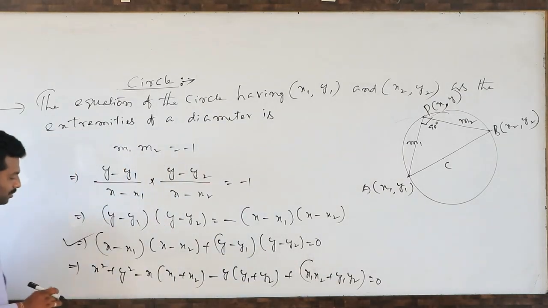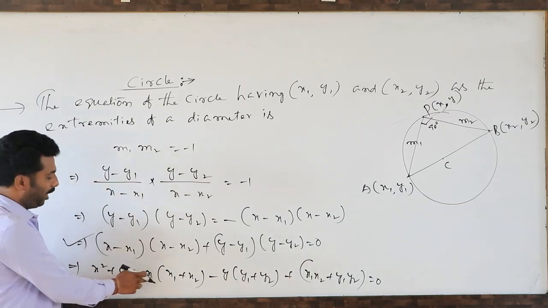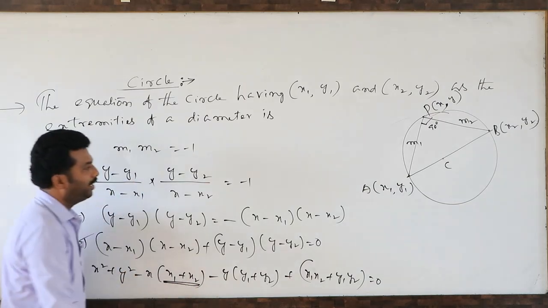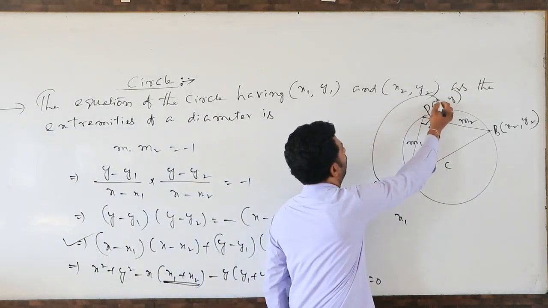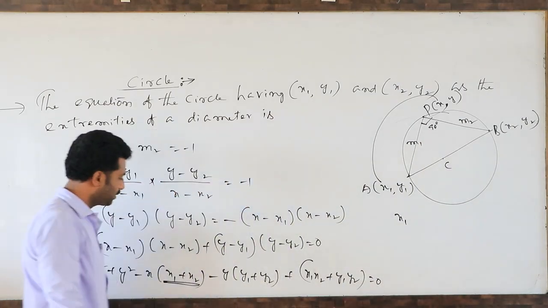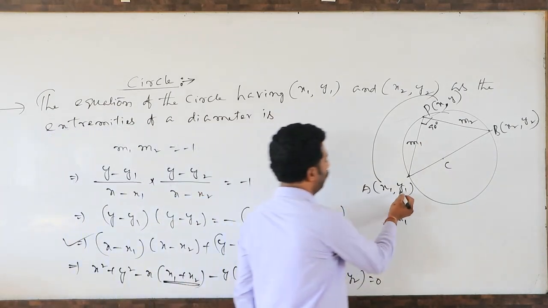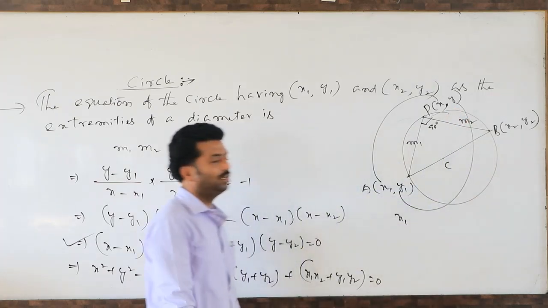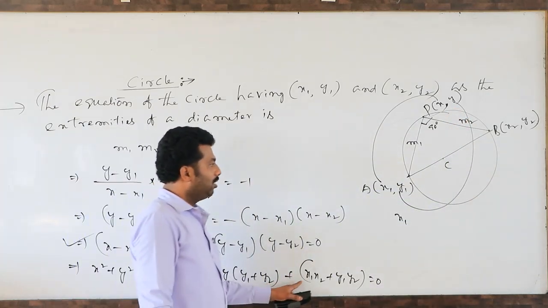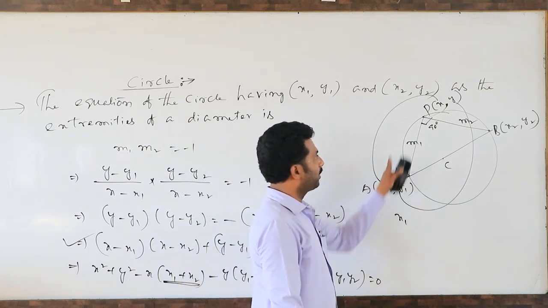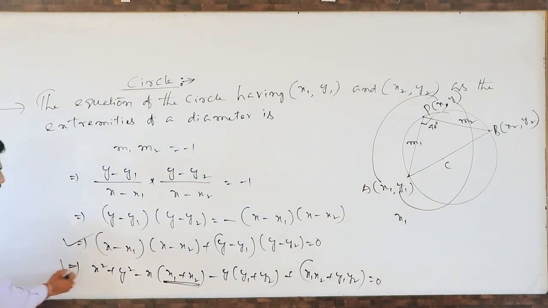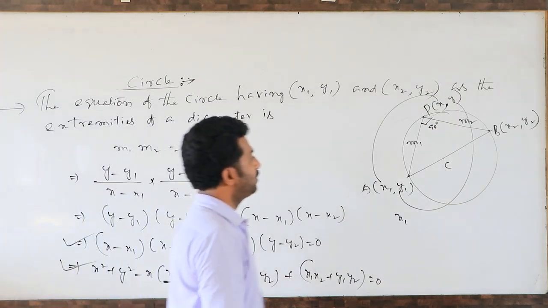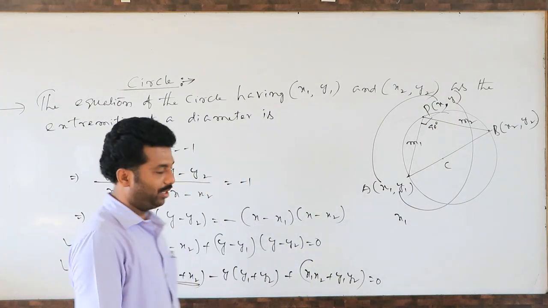So how to remember? x square plus y square, minus x into the sum of the x coordinates, minus y into the sum of the y coordinates, plus the product of the x coordinates, nothing but x1 into x2, plus the product of the y coordinates, equal to 0. This is the formula of the equation of a circle whenever the extremities, meaning end points of the diameter, are given.